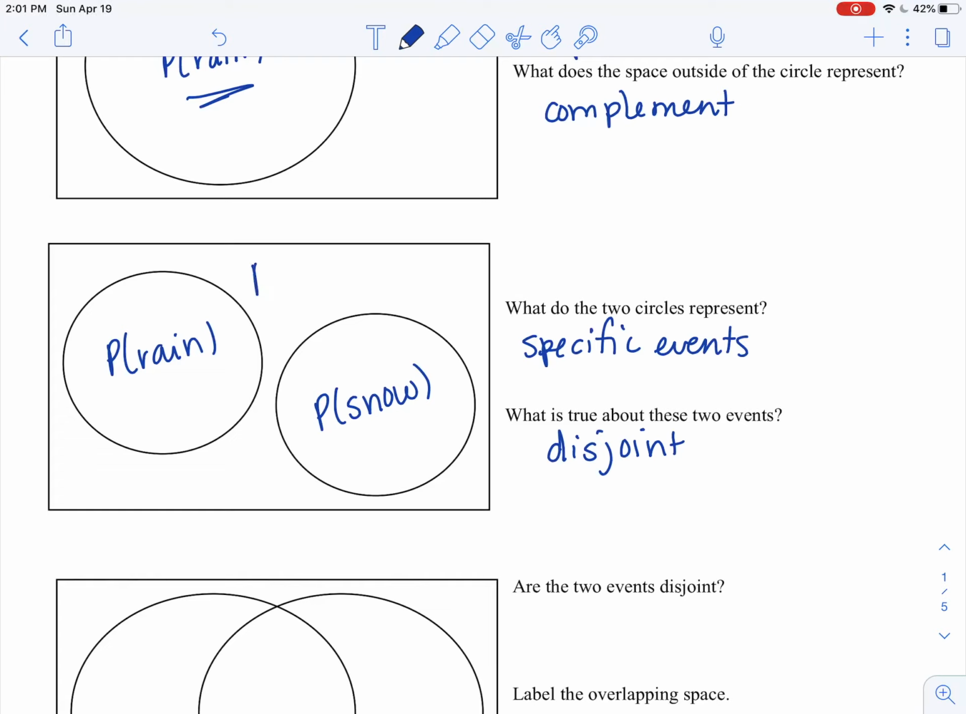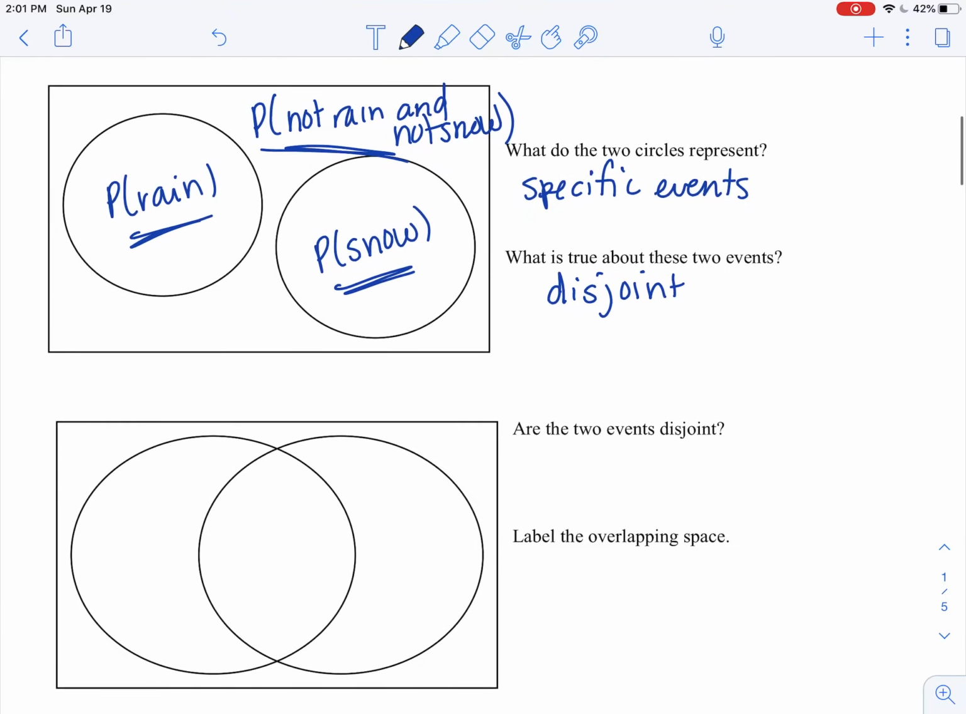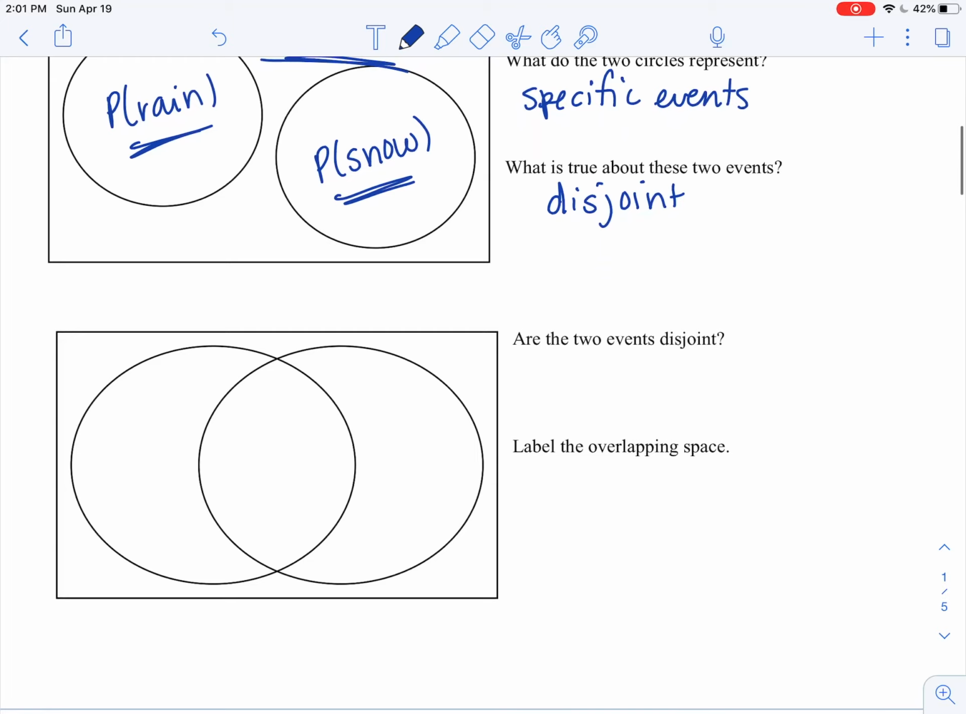Everything that's now around these two circles would be the chances of it not raining and not snowing. So you would take the chances of it snowing, the chances of it raining, and the chances of it doing neither, and add all those together. All three of those would have to add up to be 1, because everything within this rectangle, everything within this sample space, has to add up to be 1. If you look at the third example, it says, are these two events disjoint? And the answer is no. There's some overlap, and the overlap means there's a way for both events to be occurring simultaneously, meaning at the same time.